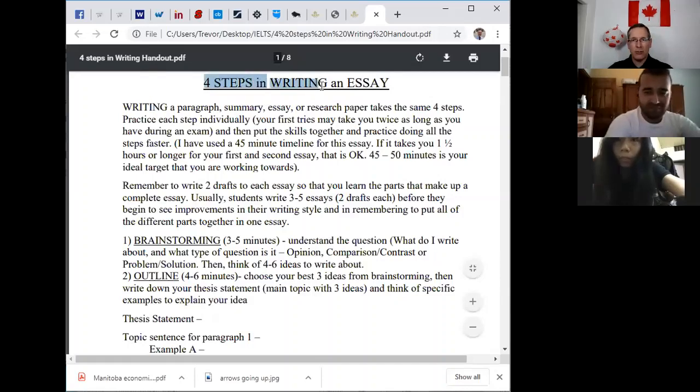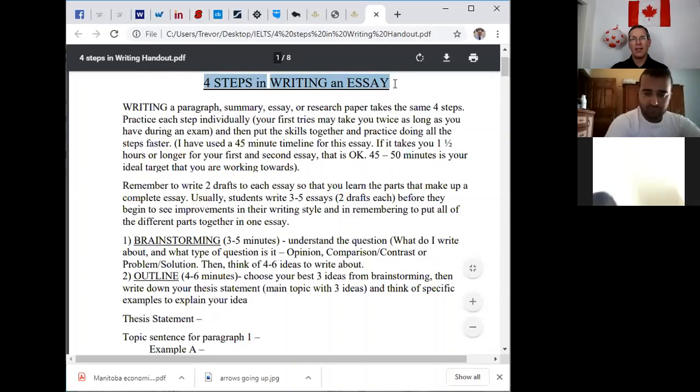So what I guide students through, and it's actually not much different from a 4-month course or a 6-month course at a university or college on how to write, is 4 steps. What I've done is condense it over the years to make it short and easy to memorize and to understand.